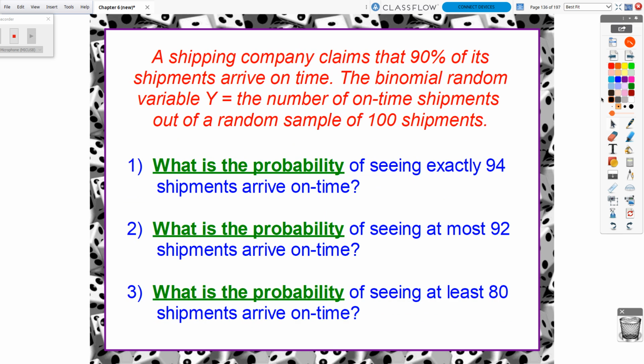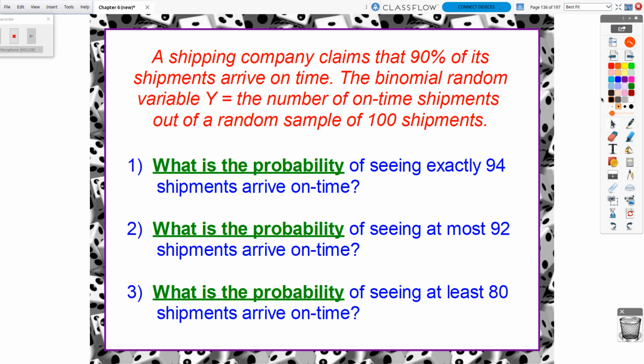So we're going to look at these three situations here, which should look kind of familiar because these were the you-do problems from Video 5. So we talked about how to make the formulas work for these, but now we're going to figure out what are the final answers to these. So we had a shipping company that claims that 90% of its shipments arrive on time. The binomial random variable y is going to equal the number of on-time shipments out of a random sample of 100 shipments. So we have these three probabilities.